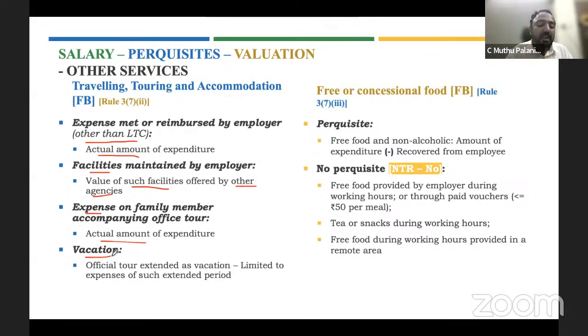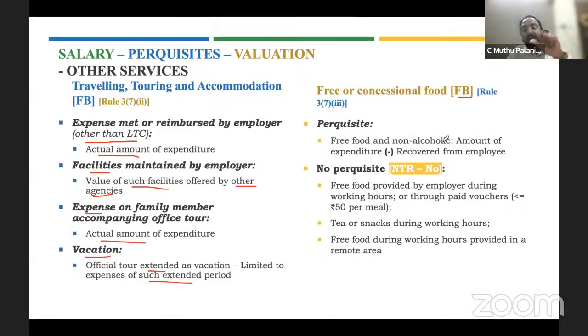So what I do is, if official tour is extended as vacation, limited to expenses on such extended period. So now I am going for 4 days. Thursday and Friday is official. Saturday and Sunday is personal. So I need to proportionate the cost. I need to take the cost only for Saturday and Sunday and treat it as perquisite. So that is the thing.